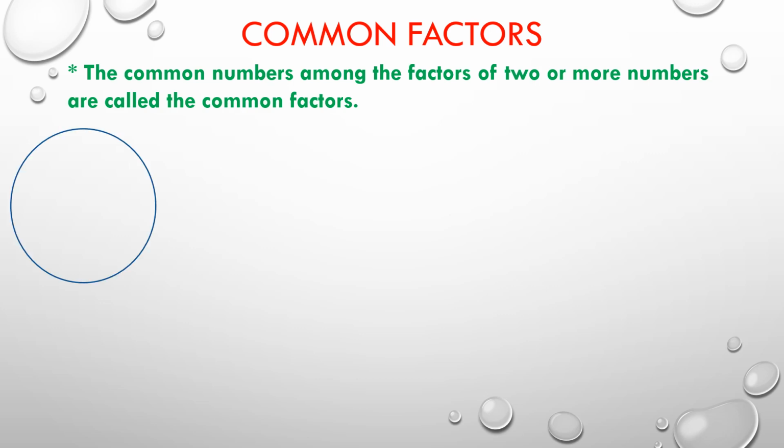So for factors of 12, what I'm going to do, I'll just start with 1. 1 times 12 is 12. Then 2 times 6 is 12. Then 3 times 4 is 12. And after 3 I have 4 and 4 is already written there. So I'll just end here.